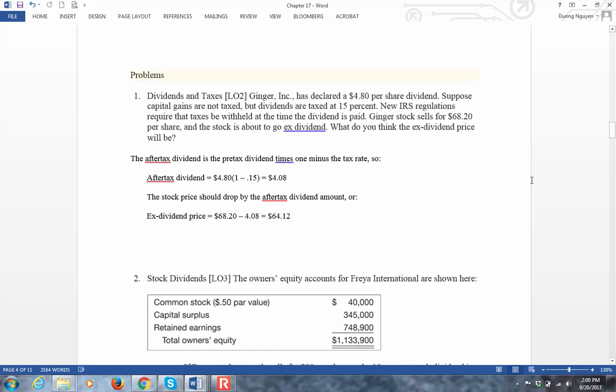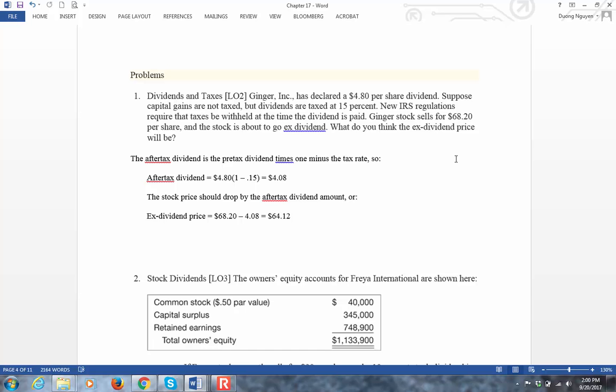The company declared a $4.8 dividend per share. Suppose capital gains are not taxed, but dividends are taxed at 15%. Taxes are withheld at the time the dividend is paid. The stock sells for $68.20 per share, and the stock is about to go ex-dividend. What do you think the ex-dividend price will be?